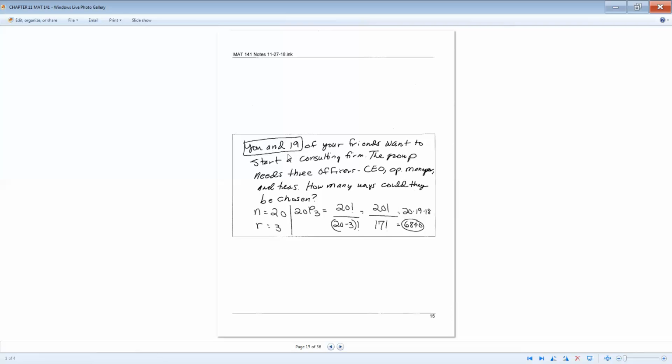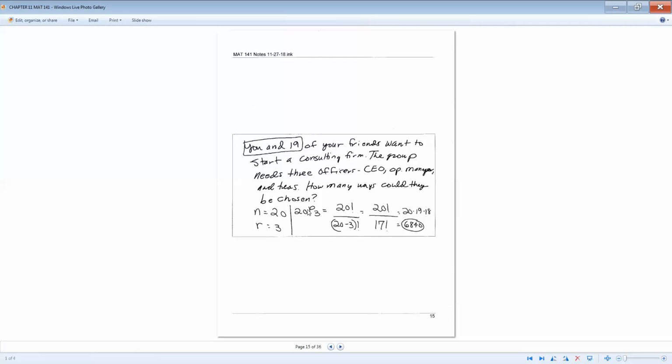A lot of times when I do this example in class, a lot of people jump on that 19, but it's you and 19 of your friends, which means 20 is our n, our larger number. And we want to know how many different ways can I choose 3 out of the 20. Scientific calculators normally have a permutation function, or if you Google permutation calculator, they ask you what is n, what is r, plug them in, and they give you the number.